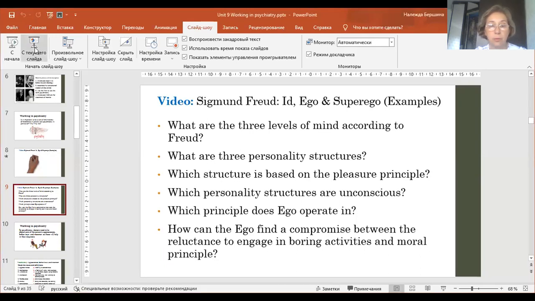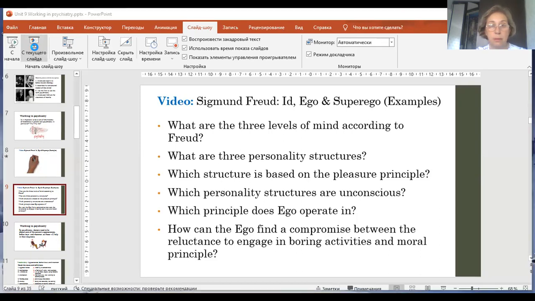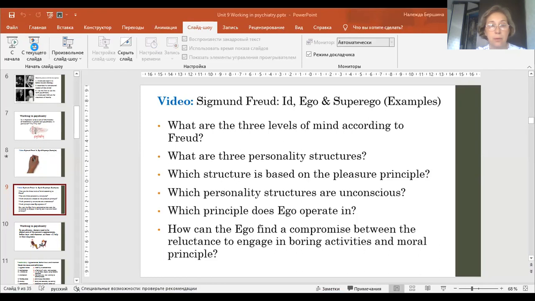Let us try to make it full screen now. Yes. Can you see it full screen? Yeah, not full screen. Okay. Do you see the questions, right?